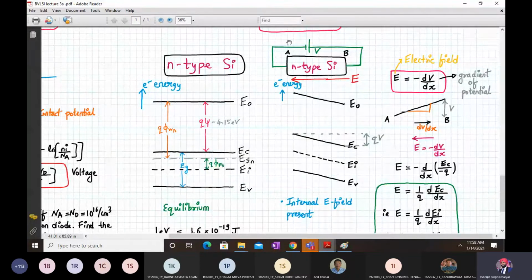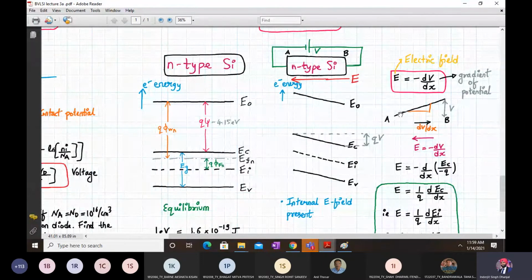B side potential is greater than the A side potential by V, right? So if I have to draw the potential, at the B side I have a higher potential and at the A side I have a lower potential, correct? So this slant line shows that the B part of the n-type silicon material is at a higher potential compared to the A side.